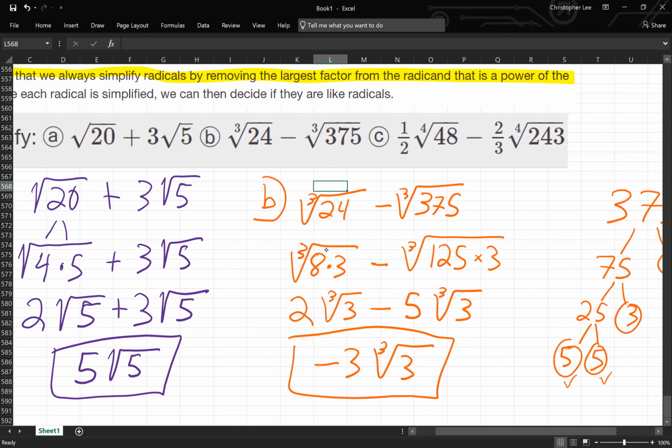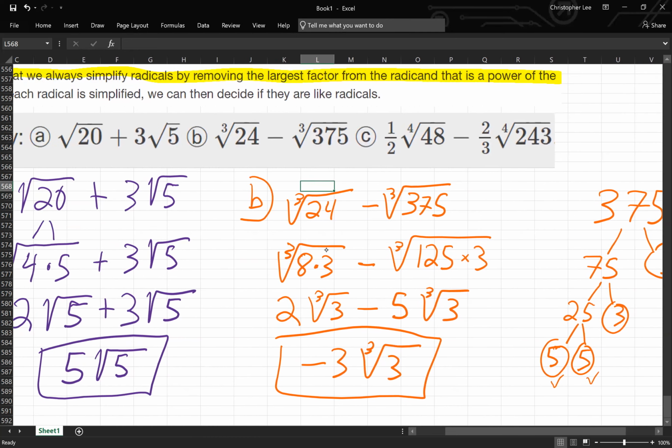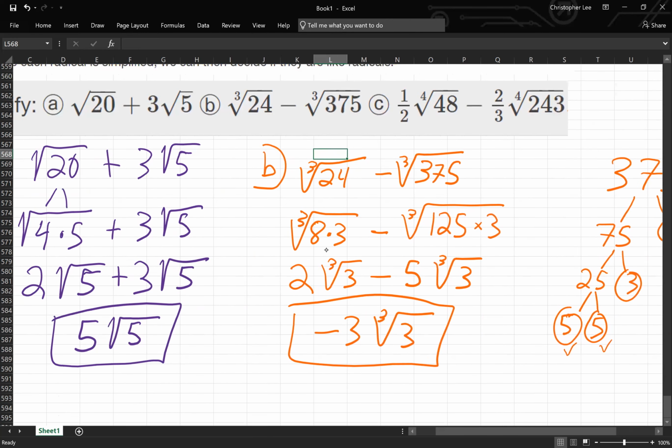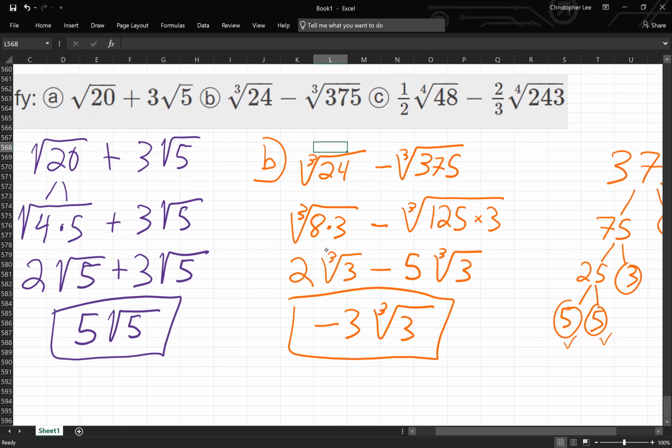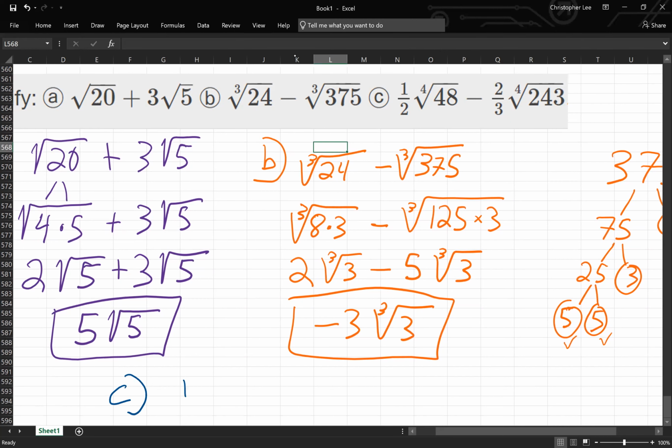Matter of fact, if I'm looking at C, I have no idea what that second one is. Fourth root of 243. All I'm thinking about is doing that tree for that. Build it. By the time we're done, we're gonna have a whole forest. So I got 1/2 fourth root of 48, minus 2/3 fourth root of 243.